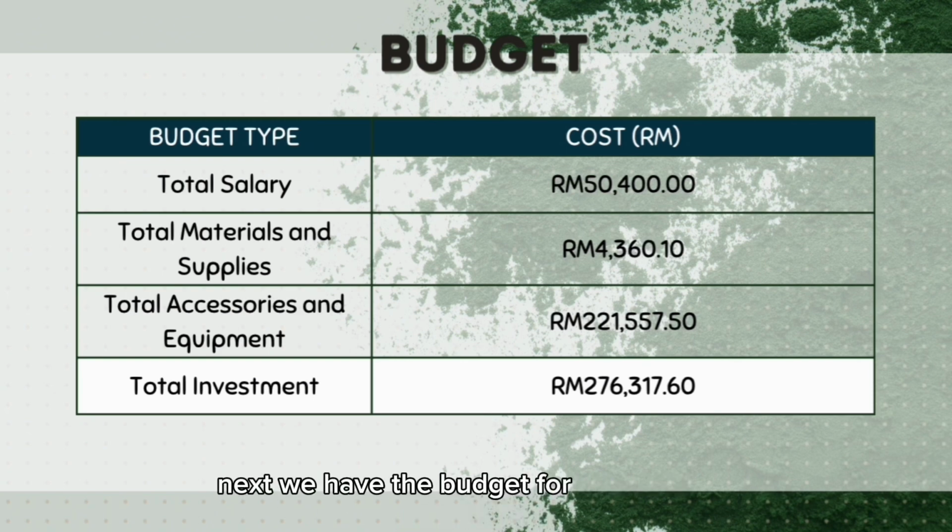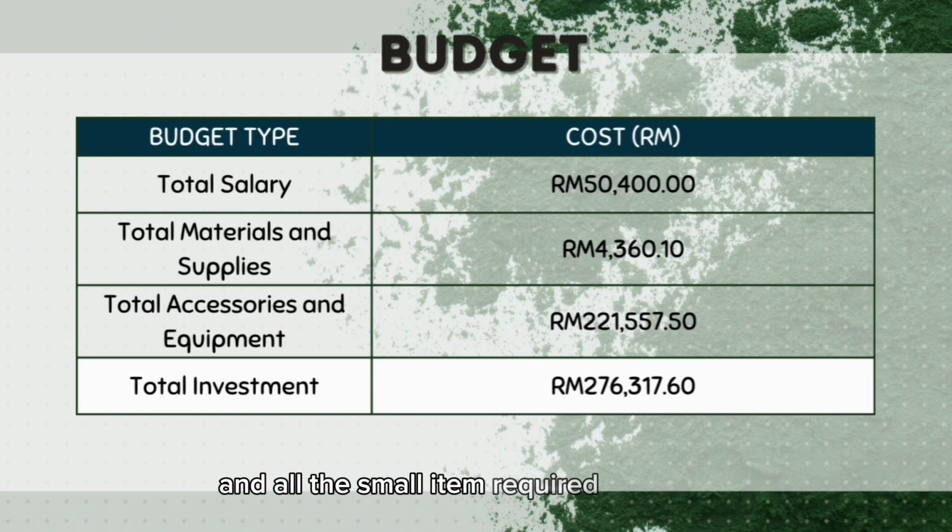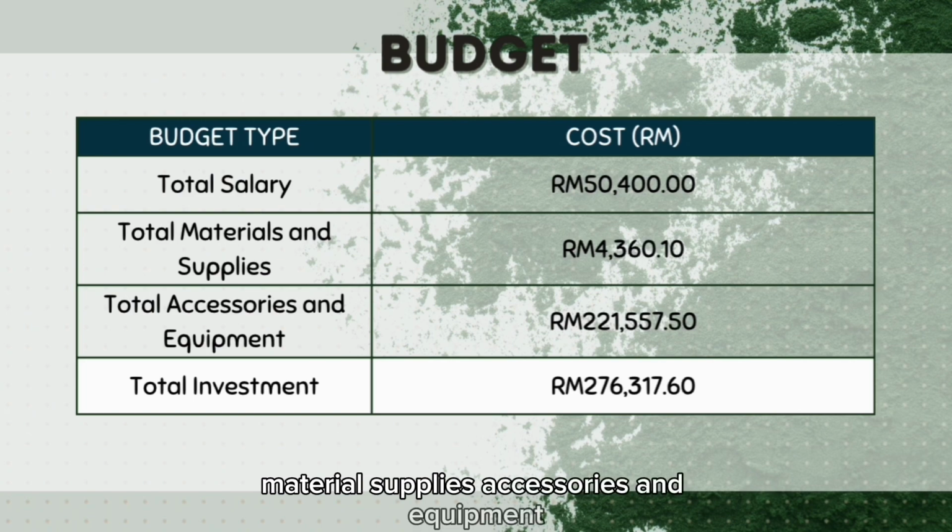Next, we have the budget for materials and supplies, which totals RM 4,360 and 10 cents. That includes all the consumable items needed for the project, such as chemicals, glassware, and all the small items required for day-to-day operation. Moving on, the total budget for accessories and equipment is RM 221,557 and 50 cents. Finally, the total investment for our lab culture project stands at RM 276,337 and 60 cents, which represents the combined total of all expenses, including salary, materials, supplies, accessories, and equipment.